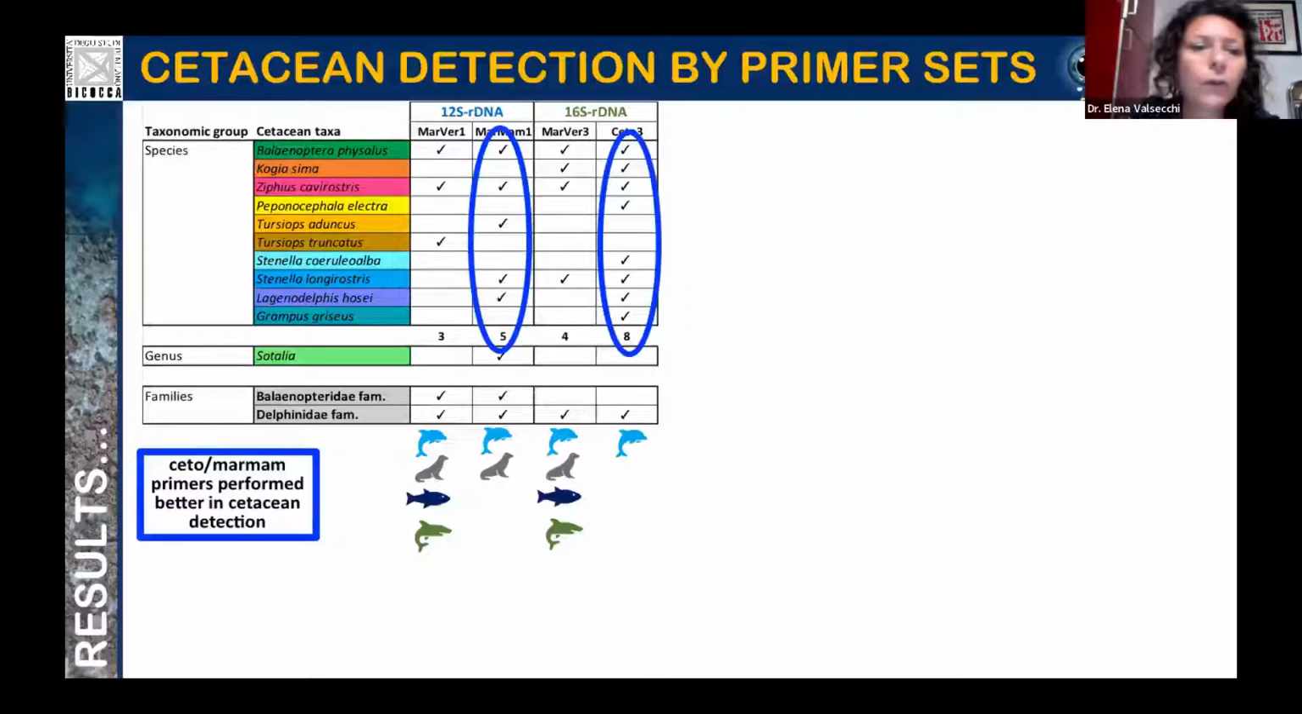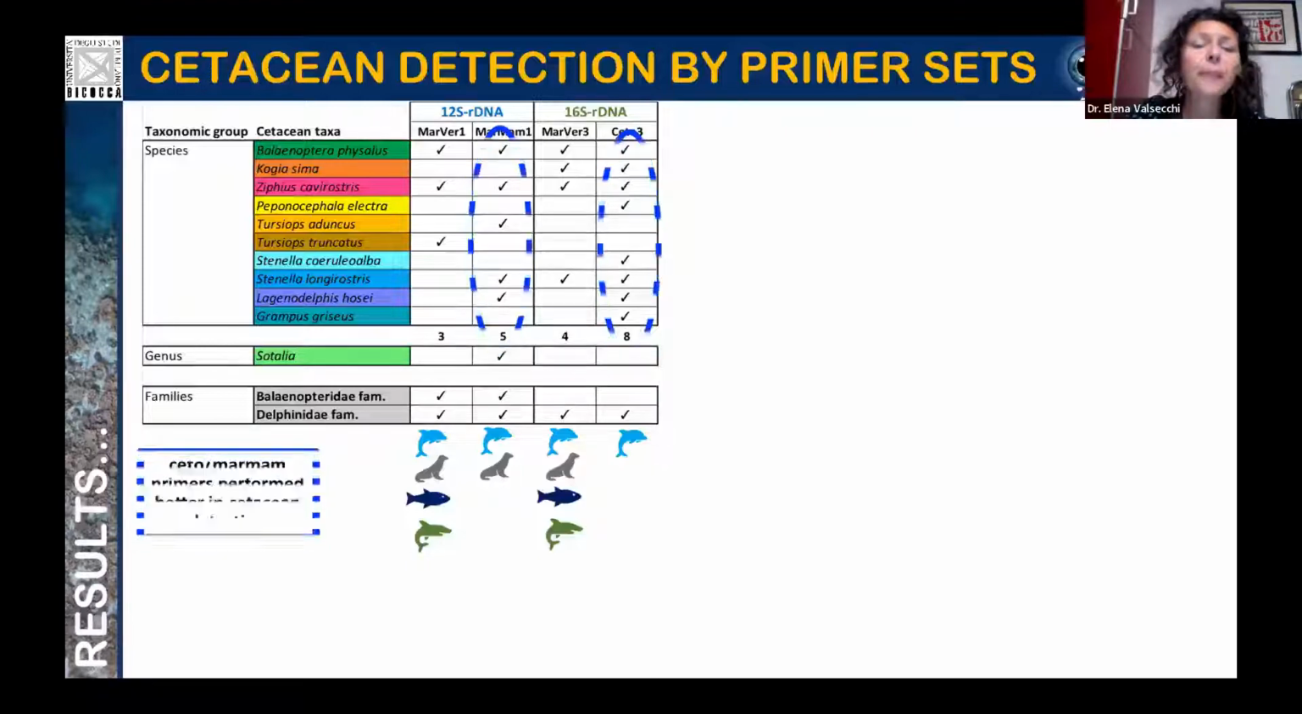So what kind of information can we draw out of this? Well, first of all, we can see that both the cetacean-specific and marine mammal-specific primers perform much better in resolving cetaceans than the vertebrate primer. So we have 5 instead of 3 species for the 12S primer, and we have 8 instead of 4 species for the 16S marker.